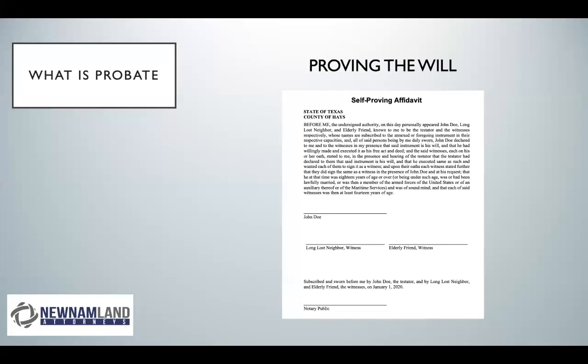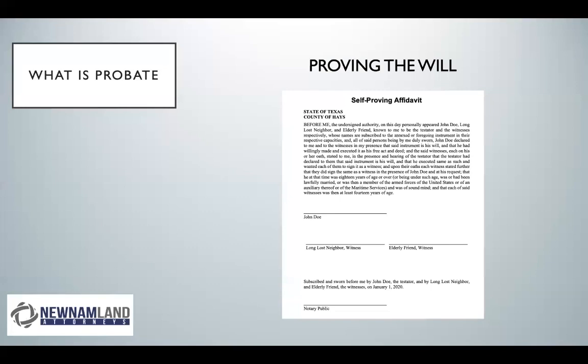So what is that process to prove that the will is valid? Well, that involves the court. So most wills that are drafted by an attorney will have some language similar to this one you see on the screen here, this self-proving affidavit. So most wills that are drafted by an attorney include this language, or similar language, as well as the signature of the person who made the will and the signatures of 2 witnesses.